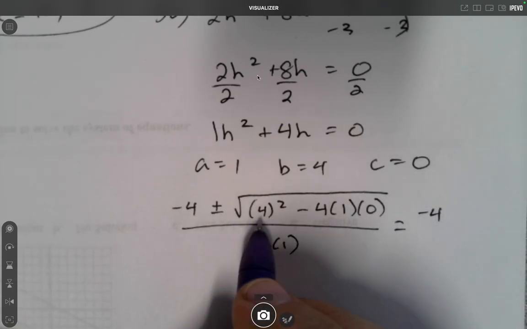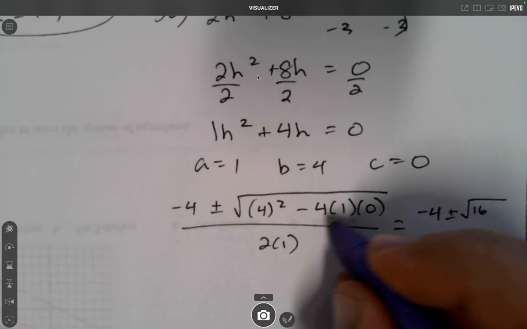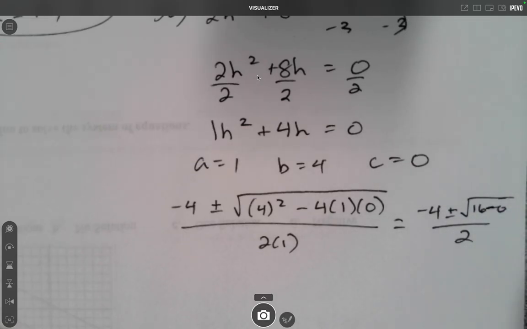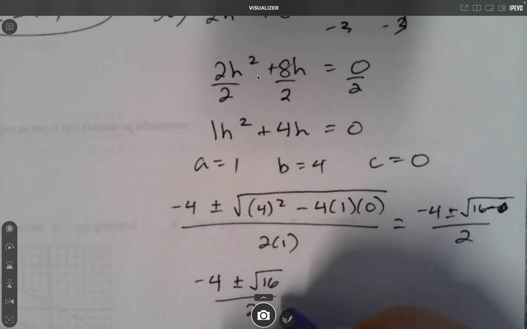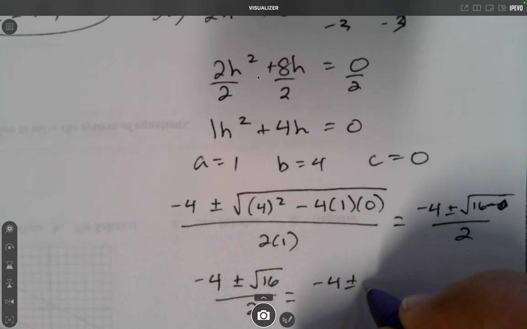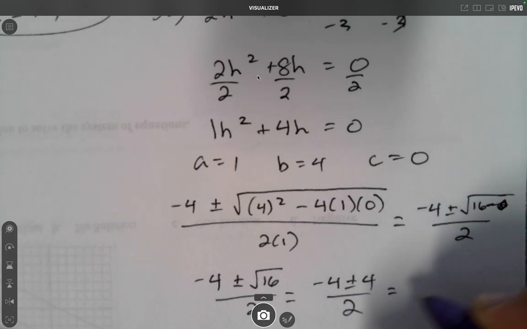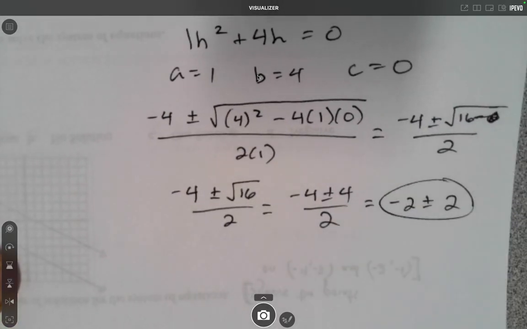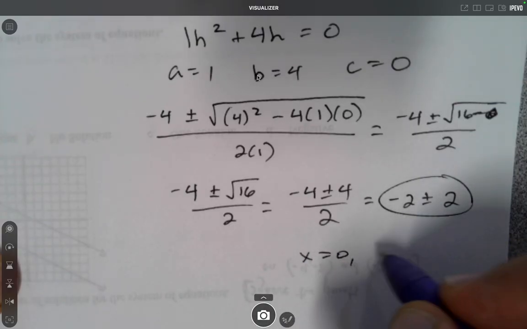On top we have negative 4. 4 squared is 16. 4 times 1 times 0 is 0. And 2 times 1 is 2. So, sorry, that's 16 minus 0, so that just turns into 16. Square root of 16 is 4. And these are all divisible by 2, so you should divide it all by 2 and get negative 2 plus or minus 2. So I would accept this answer. That'd be fine. Or you could say negative 2 plus 2 is 0. Negative 2 minus 2 is negative 4.